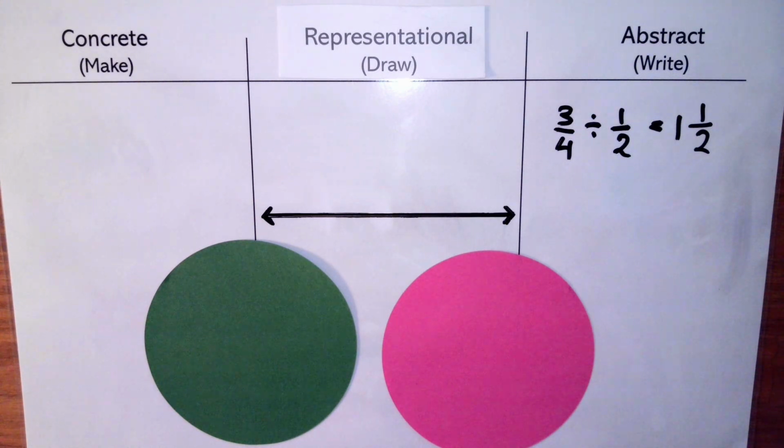There are a couple of different methods that you can use. I'm going to show 3 different ways of doing it. So I'm going to show it using folding paper, I'm going to represent it on my number line, and I'm going to show the abstract method.